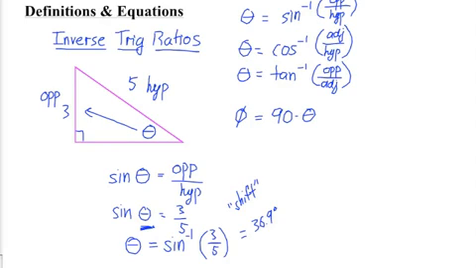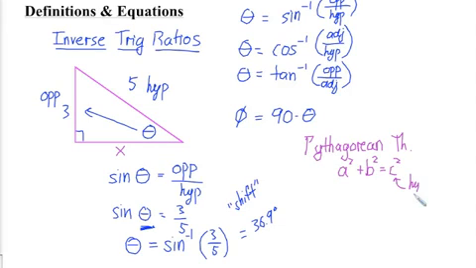I also quickly want to review how to find the third missing side. We'll call it x. Remember that we can use Pythagorean theorem here, which states that a squared plus b squared equals c squared. In this case, c is always the hypotenuse, and a and b are the other two sides of the right triangle. Remember, Pythagorean theorem only works for a right triangle.